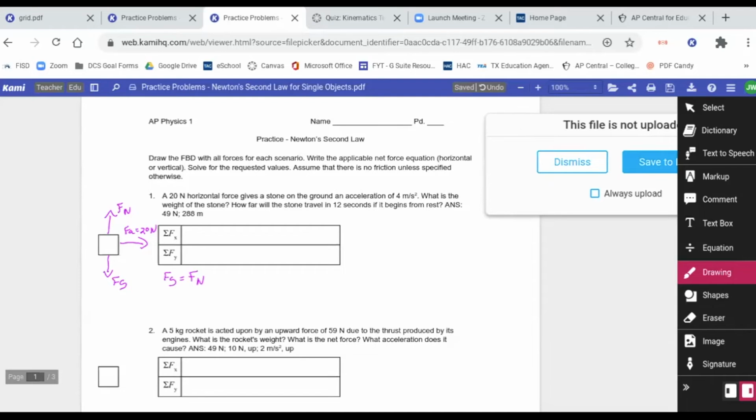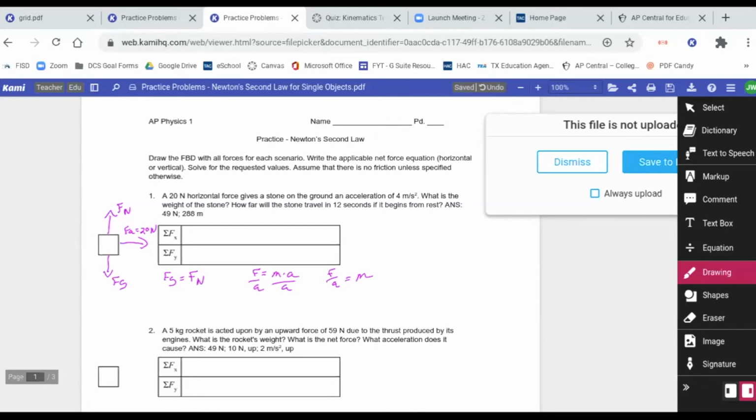What is the weight of the stone? How far will the stone travel from rest? Okay, so what can we do? Well, we know that force is equal to mass times acceleration, correct? Okay, and then they said that the force was 20 newtons and the acceleration was 4. So we could rearrange this equation to solve for mass, couldn't we? So let's divide both sides by acceleration. And we would say that force divided by acceleration is equal to the mass. That's just simple algebra using Newton's second law.